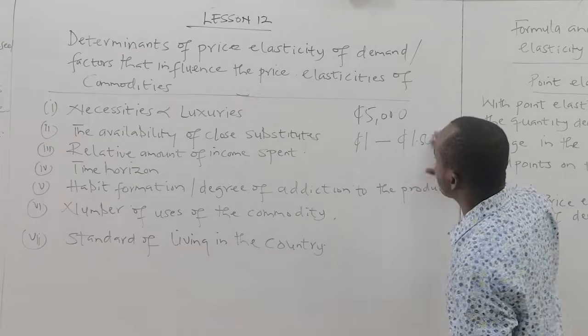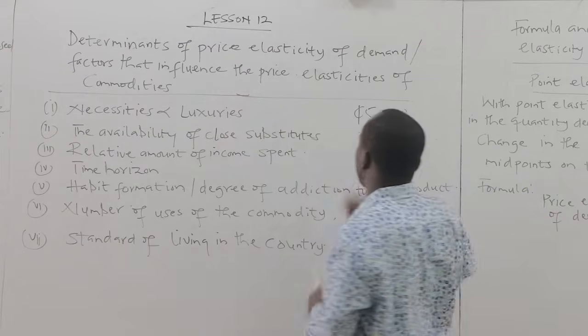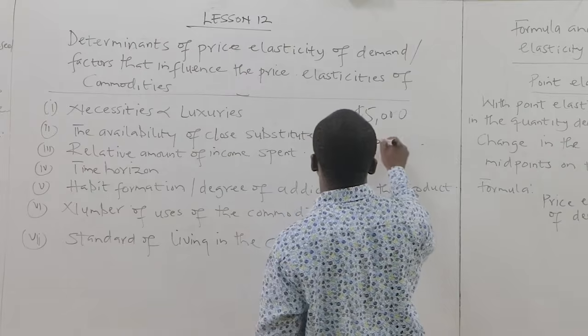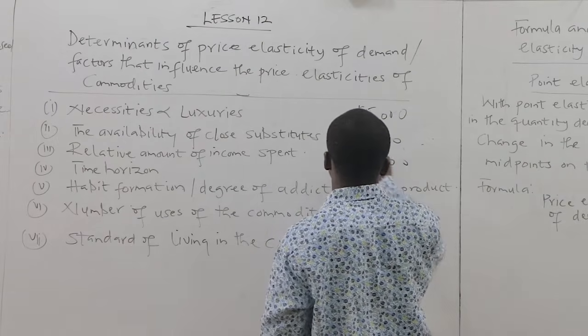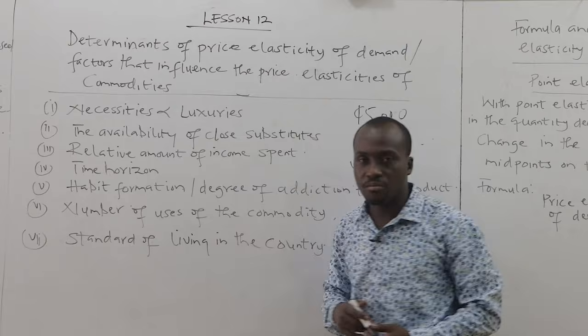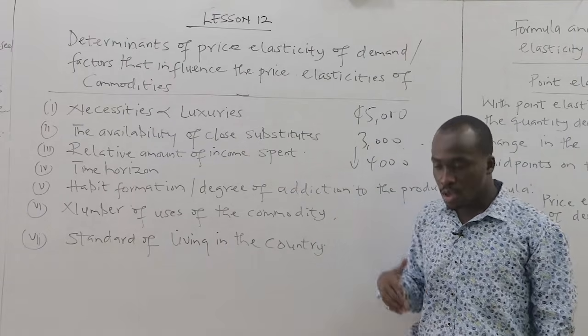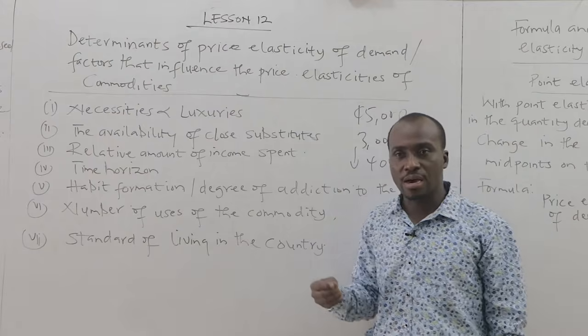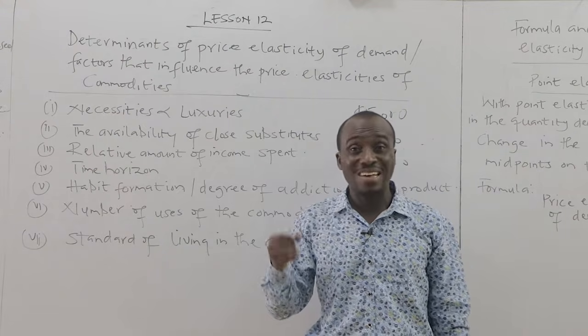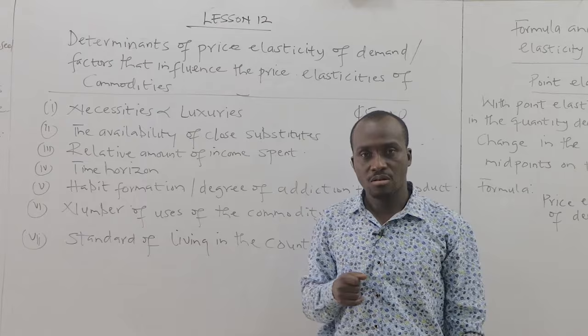If I earn 5,000, I'm going to buy a product. The product is 3,000. When the price moves from 3,000 to 4,000, I'll be very mindful about the increase in price. Why? If I buy the product, it takes almost all my salary. So for a commodity that takes a higher chunk of your income, in most cases, the commodity tends to be inelastic.